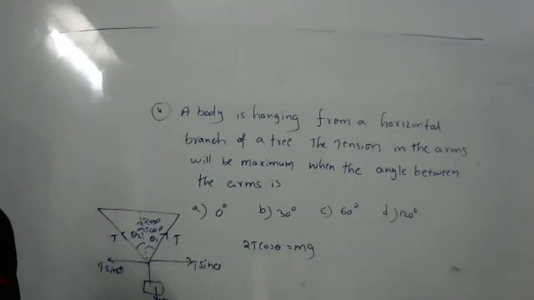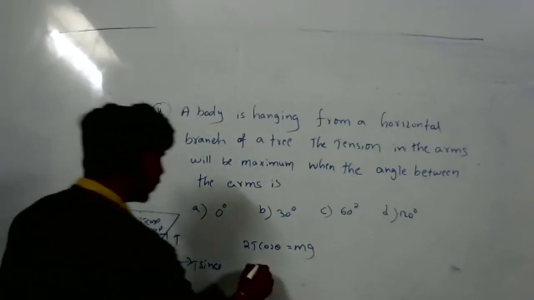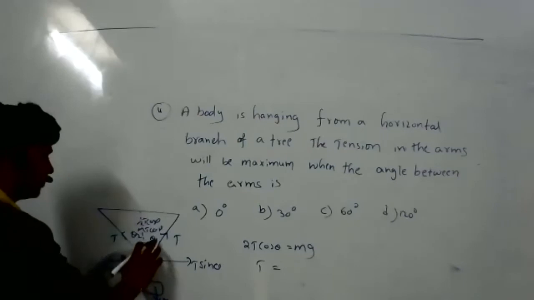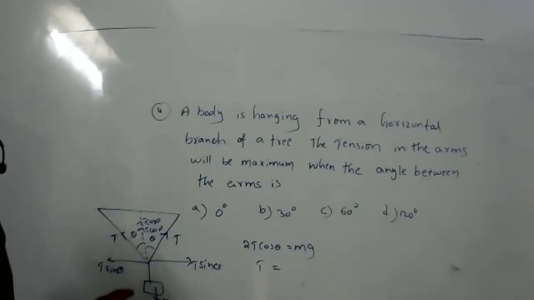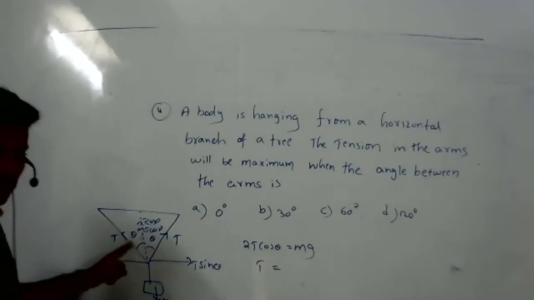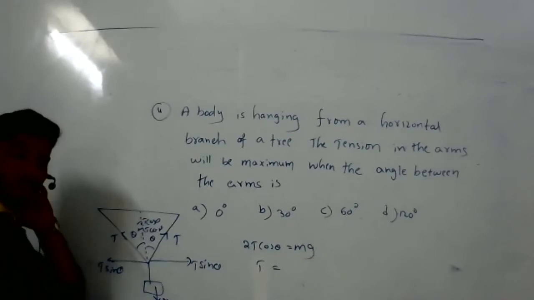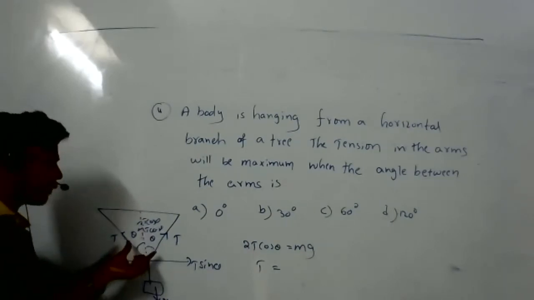Yes, sir. T cos theta. It would be theta 1 and theta 2, now both are different. Okay, take theta as the angle between them, because theta 1 and theta 2 are totally different from each other. Yeah, so take theta.